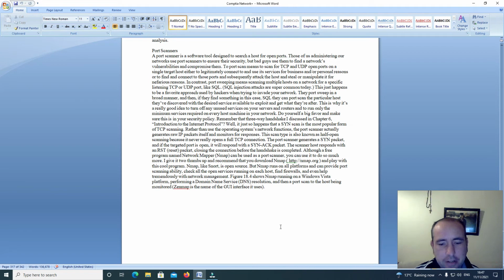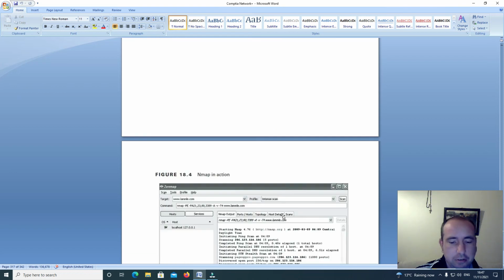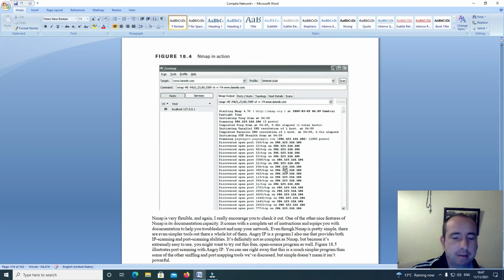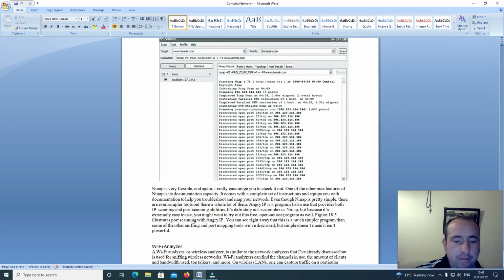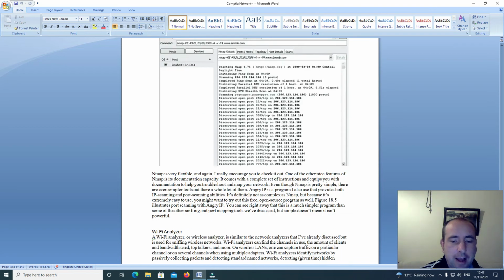Figure 18.4 shows Nmap running on a Windows Vista platform, performing a domain name service, DNS, resolution, and then a port scan to the host being monitored. Zenmap is the name of the GUI interface it uses. So here you can see Nmap in action. Nmap is very flexible, and again I really encourage you to check it out.